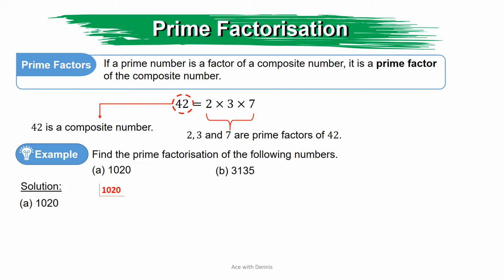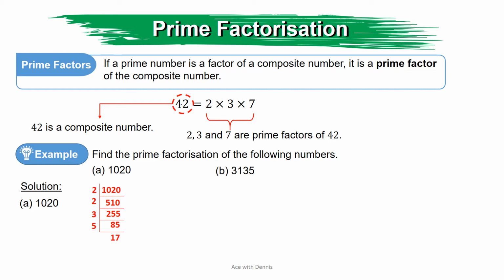We divide 1020 by 2, we get 510. 510 can still be divided by 2, hence we will continue to divide and we get 255. And now 255 is not divisible by 2. We move on to the next prime number, which is 3. So 255 divided by 3, we get 85. For 85, it is not divisible by 3. We move on to the next prime number, which is 5.